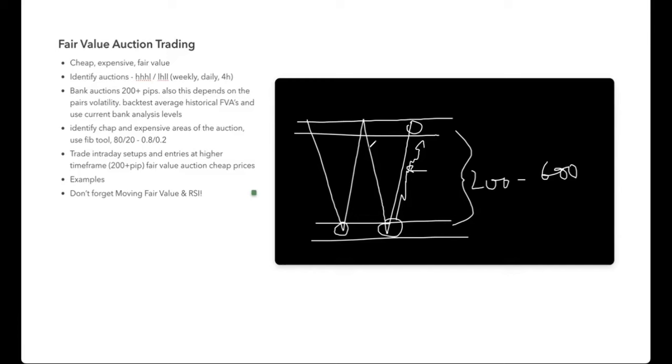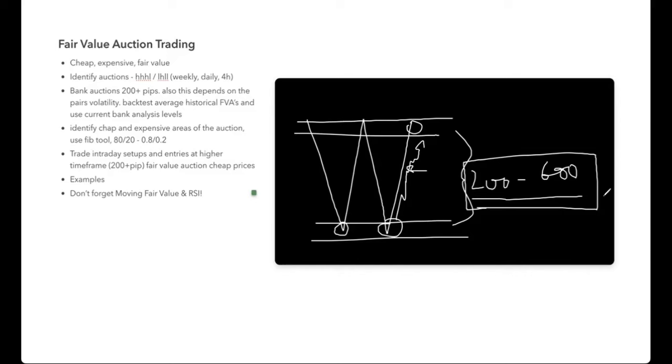But if you look at bank auctions, and where banks are doing a lot of business, you'll find that they do a lot of business within this 200 to 600 pip range. I use these loosely, don't quote me on it 100%. These are fair value auctions, and that is dependent upon what's going on in the market, the volatility, because volatility picks up and then it cools off, etc., right? And certain pairs are more volatile than others.